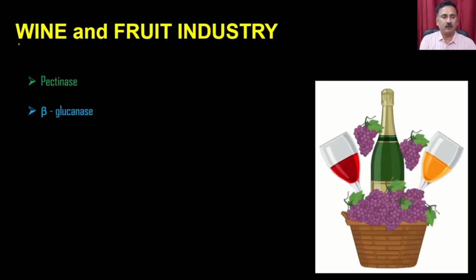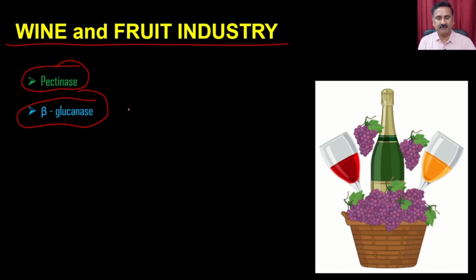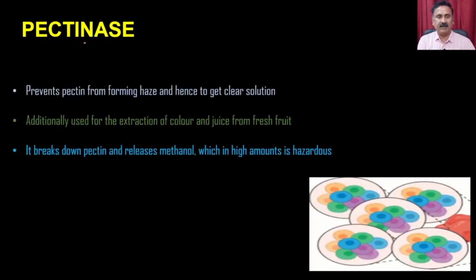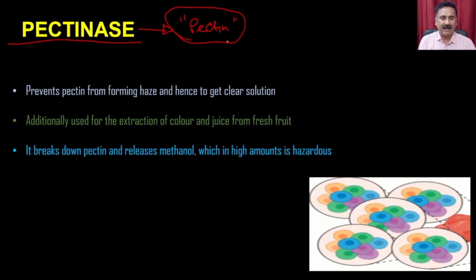And then lastly, we are also going to discuss the wine and the fruit industry. So in the wine and the fruit industry, you can use the pectinases and the beta glucanases. Pectinases, as the name suggests, are the enzymes which work on the pectin. Pectin is a cell wall component present in the plant. So it prevents the pectin from forming the haze and hence gives clear solutions.